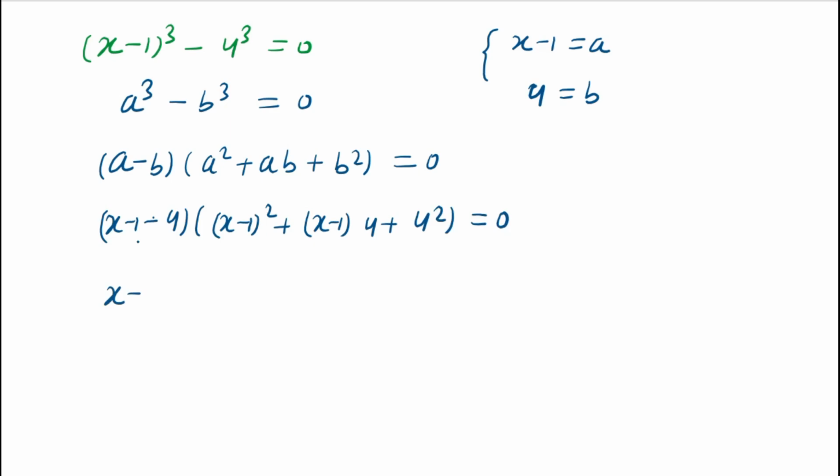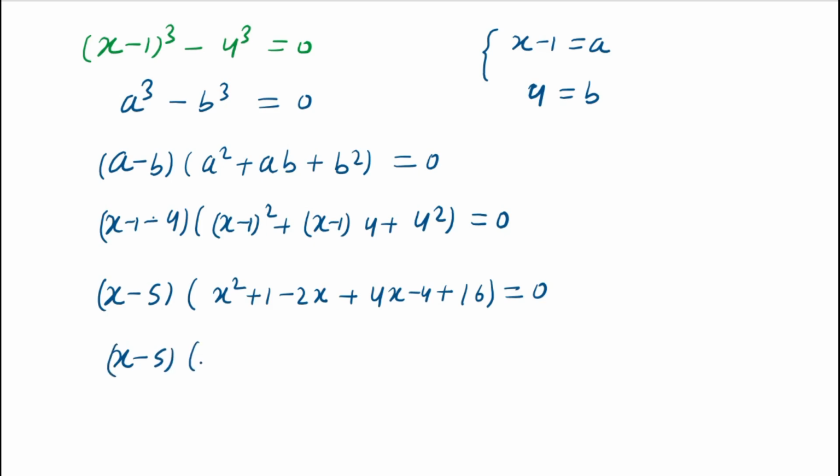Here x minus 1 minus 4 is minus 5, and this is multiplied by x minus 1 whole square, which is x square plus 1 minus 2x. This 4 is multiplied by x minus 1, then you will get 4x minus 4 plus 4 square is 16, and this is equals to 0. Here x minus 5 times x square minus 2x plus 4x is plus 2x. Here this is 1 and this is 16. 16 plus 1 is 17. 17 minus 4 is 13, and this is equals to 0.